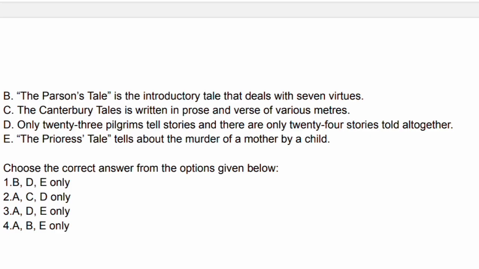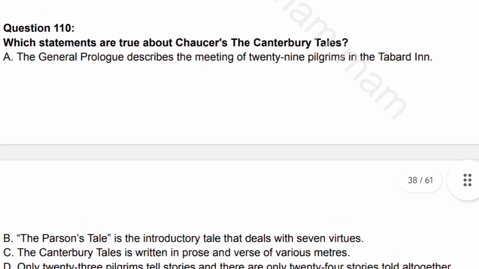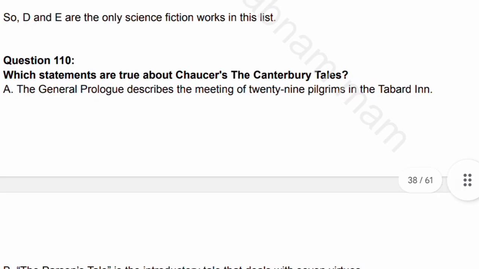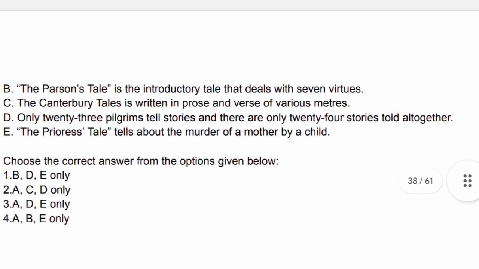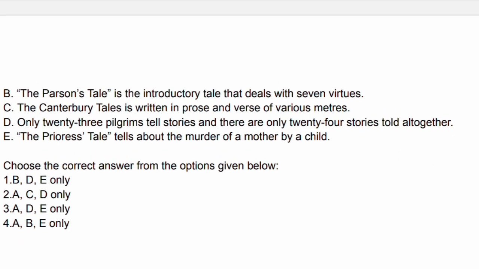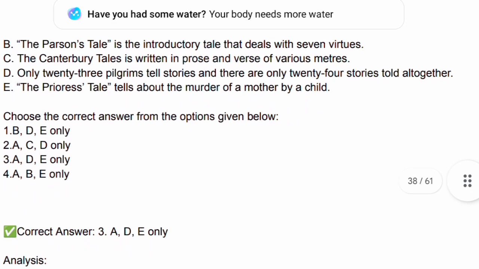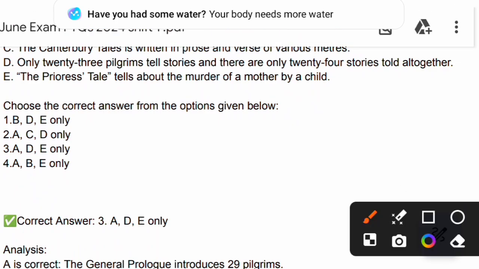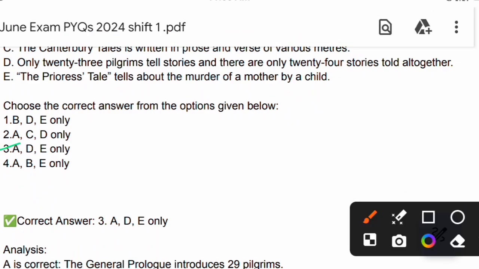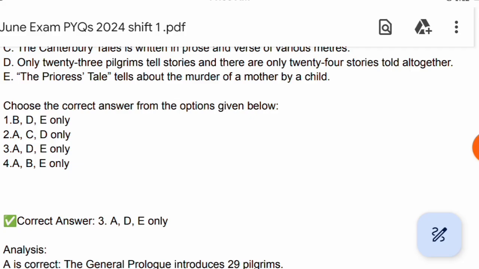Okay, everybody, so try to guess the correct answer. You have to guess what statements are true in The Canterbury Tales. Options you can see here. The correct answer of this question is going to be the option third, that is ADE only. ADE only. This is a very popular work by Geoffrey Chaucer. So the correct answer is ADE only.